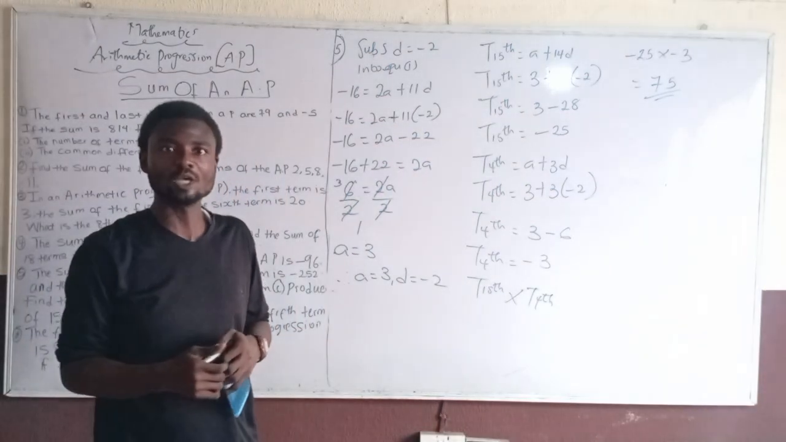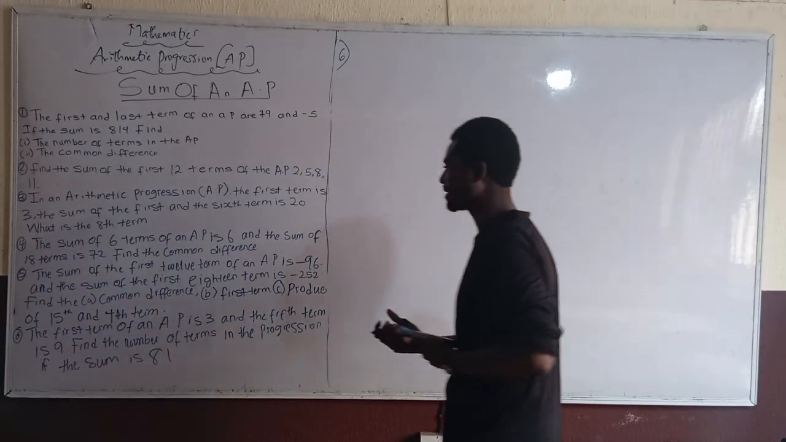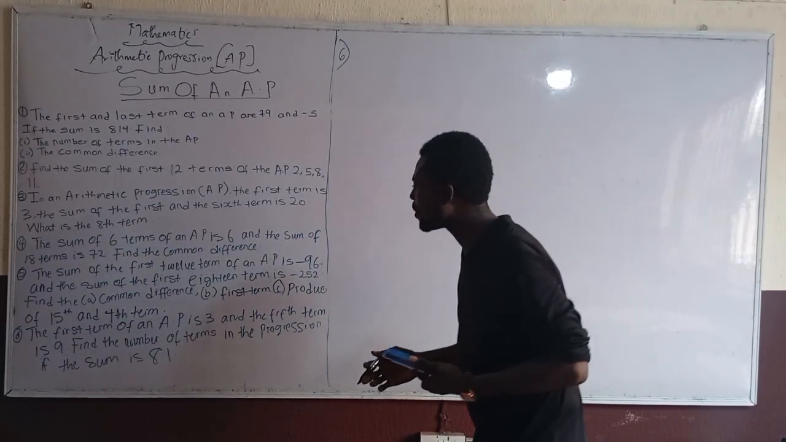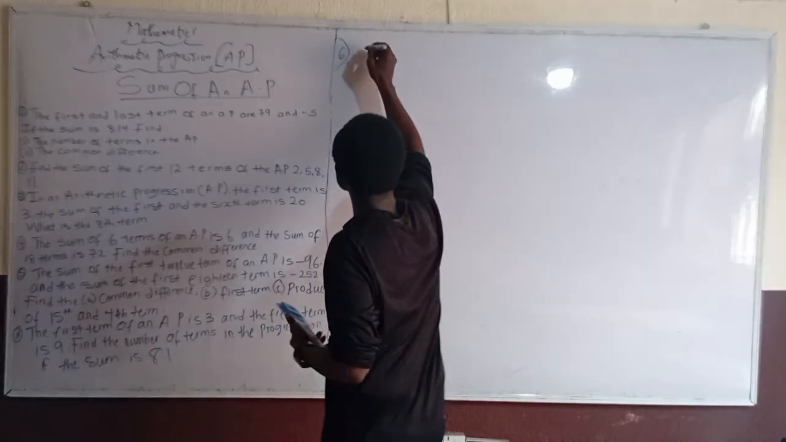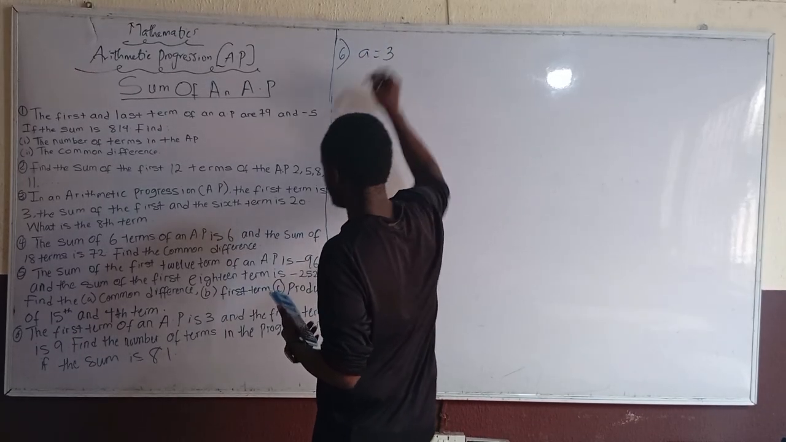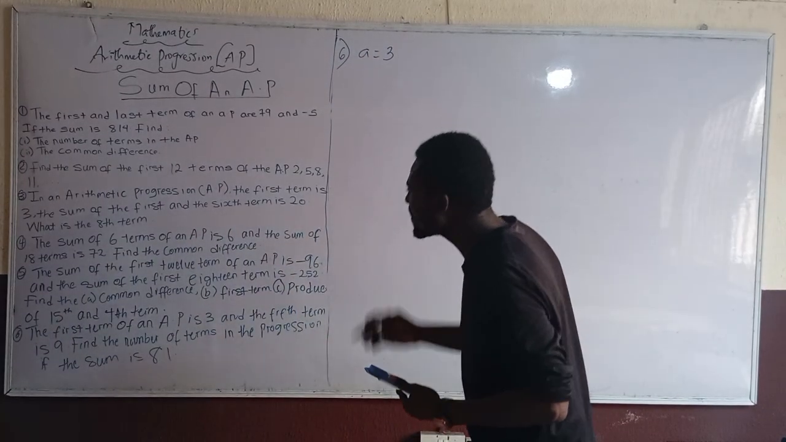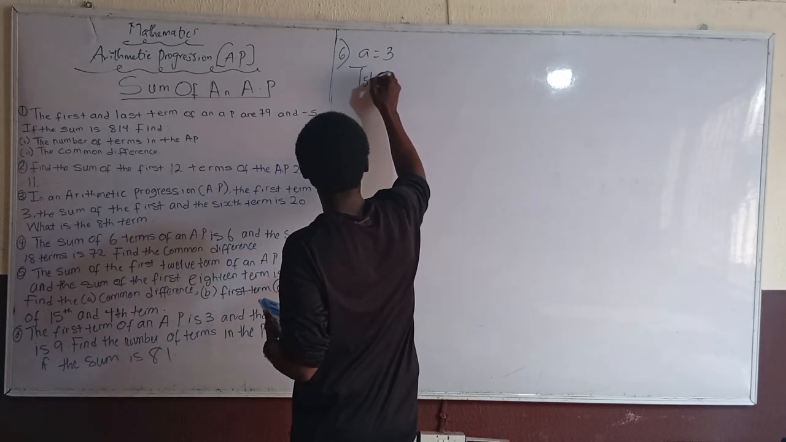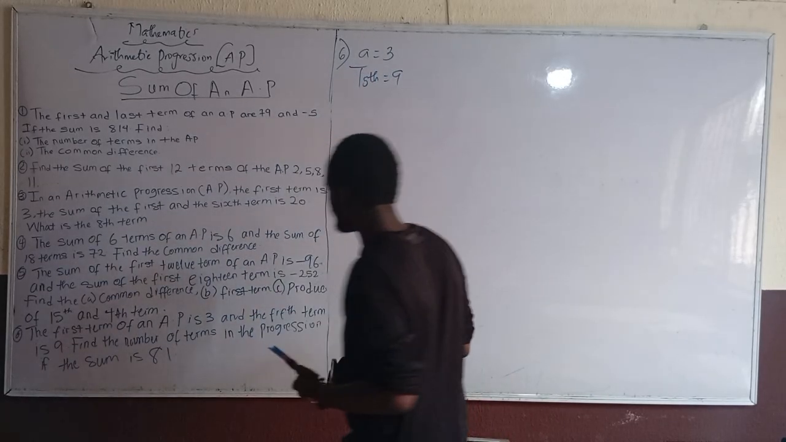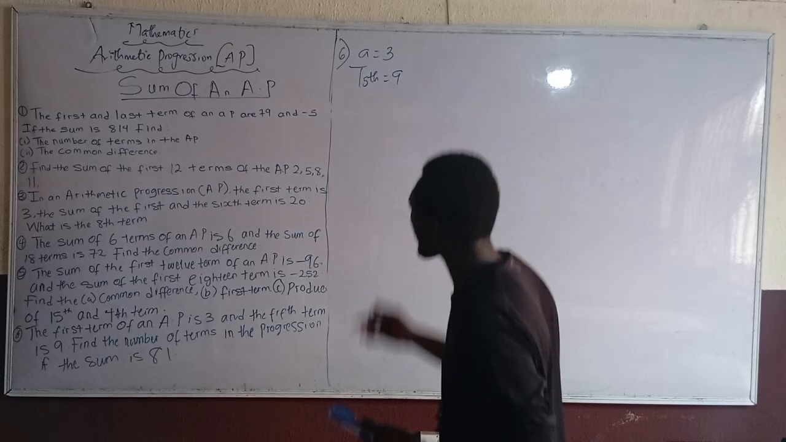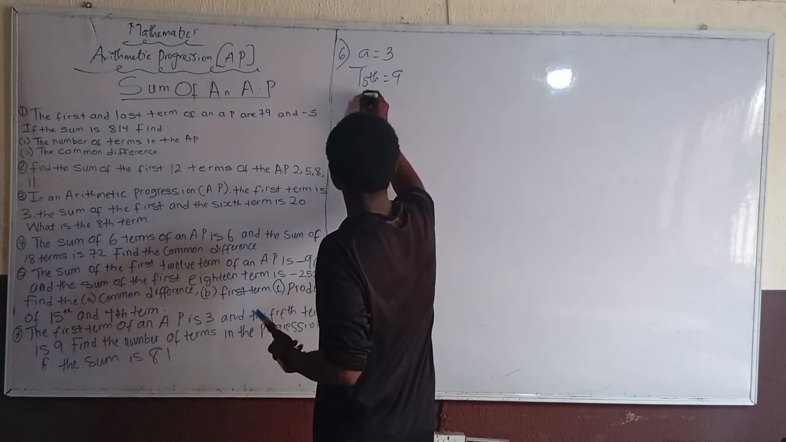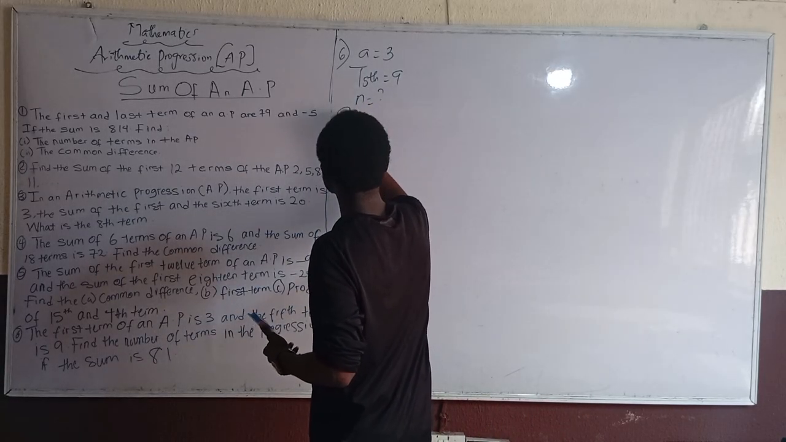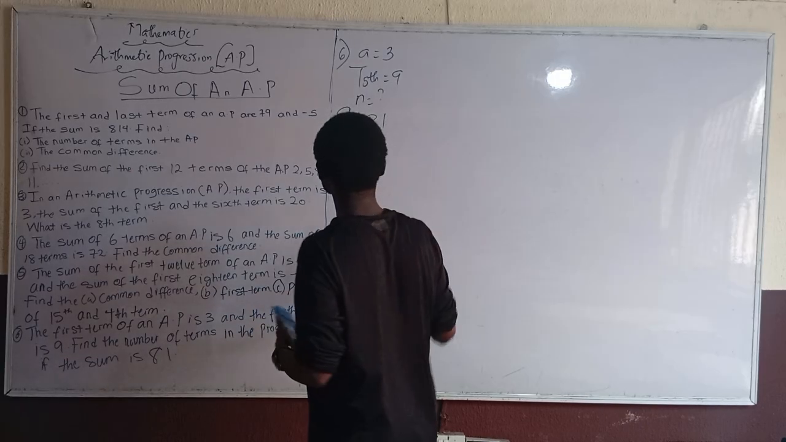So we move to question 6, which is the last question for the day. The first term of an AP is 3. That means a is 3. And the fifth term is 9. T5 is 9. Find the number of terms in the progression. I'm looking for n, if the sum is 81.